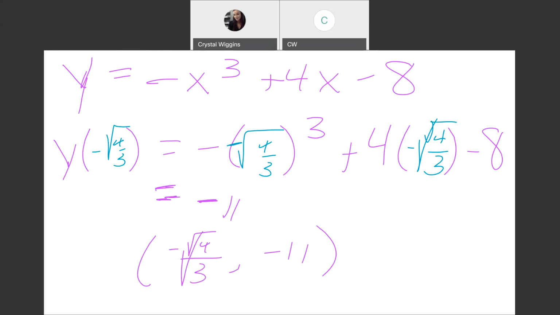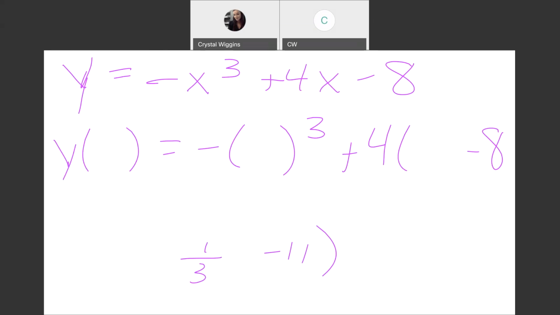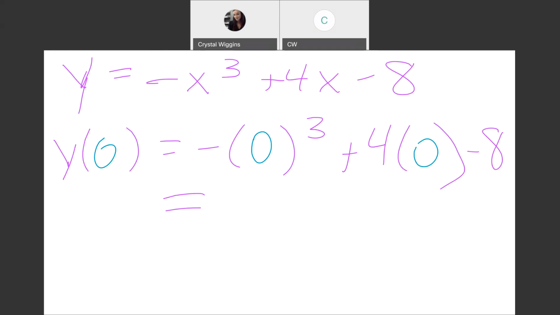Well, let's now do the 0. That one should be easier to calculate. All right, so now let's put 0 in here. Okay, 0 is fairly easy. This term goes to 0, this term goes to 0, this is just negative 8. So we have the point 0, negative 8. Okay, so we're going to need that when we're graphing. Let's calculate our last one.